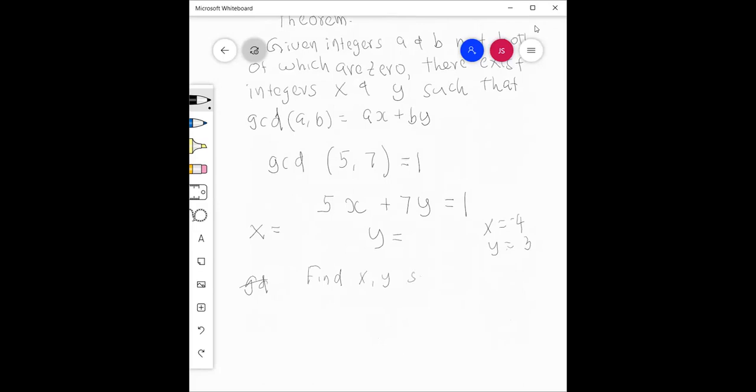Find x and y such that GCD of 12 and 8 is equal to 12x plus 8y. Right? Again, according to that theorem, it makes sure that such integers exist. So find those integers x and y.